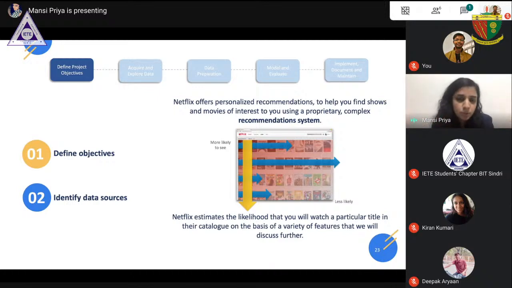So you know that Netflix offers personalized recommendations to help you find shows and movies that may be of interest to you. Netflix estimates the likelihood that you will watch a particular title in the catalog on the basis of various kinds of features that we will discuss in further steps. So that was the objective of the Netflix recommendation system.